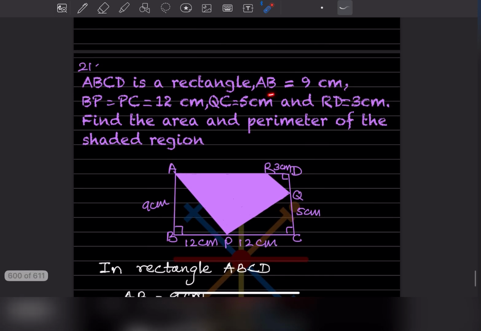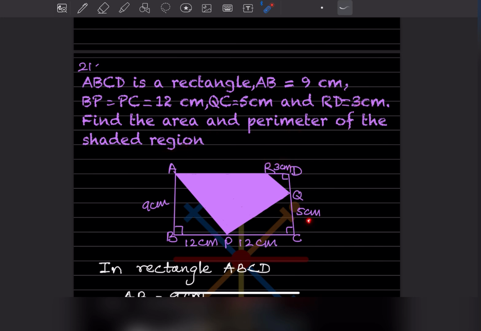ABCD is a rectangle. AB is 9. BP is equal to PC is equal to 12, both are 12. QC is equal to 5, this part is 5, and RD, this part, is 3. Find the area and the perimeter of the shaded region.